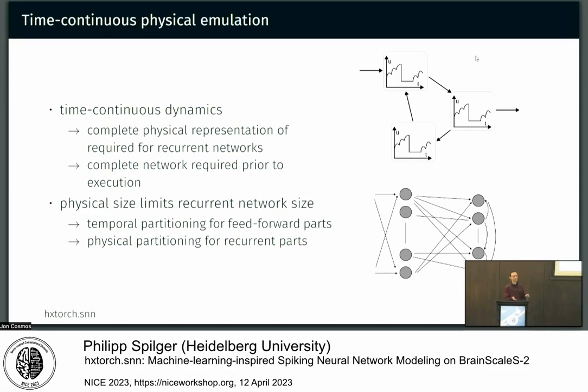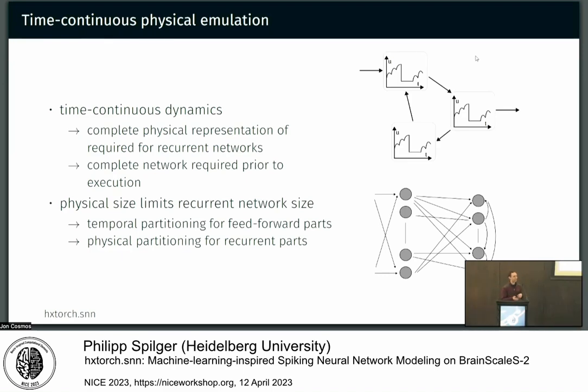When we have feed-forward networks, we can obviously execute one layer, then store the results, put them into the next layer, and so on. And this also means that prior to execution, we need the complete network, which I will hint on later when we see the interface in the machine learning framework.